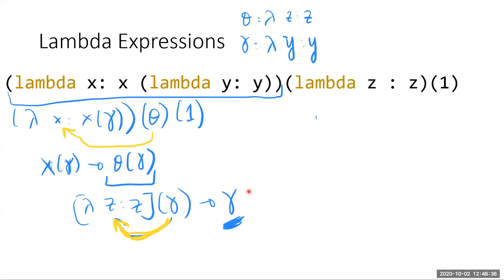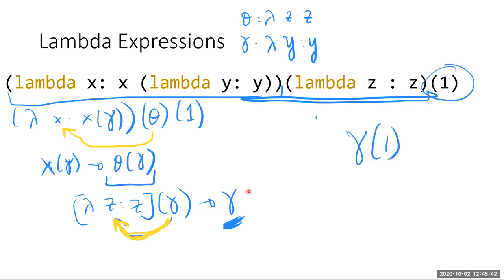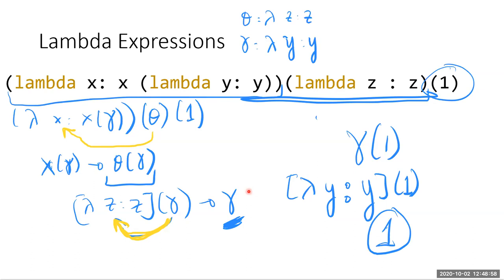Oh, actually, it includes here. So what's left is only this part. So gamma 1, I'll replace gamma with the actual lambda. Lambda y equals y. Okay, so I insert 1 into it. Lambda y, 1 is 1. And hence, it will give me 1.